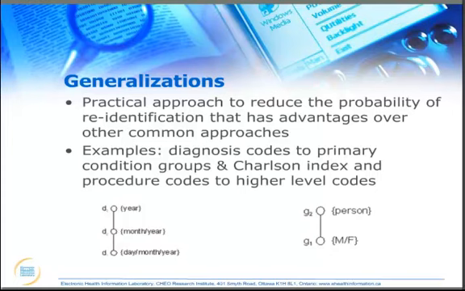And then the Charlson index, which describes the severity of comorbidities, was also included as another way to indicate how sick these patients were. And of course, the procedure codes were generalized to higher level codes. The dates were generalized to dates since the first claim, and so on. And these generalizations are all described.